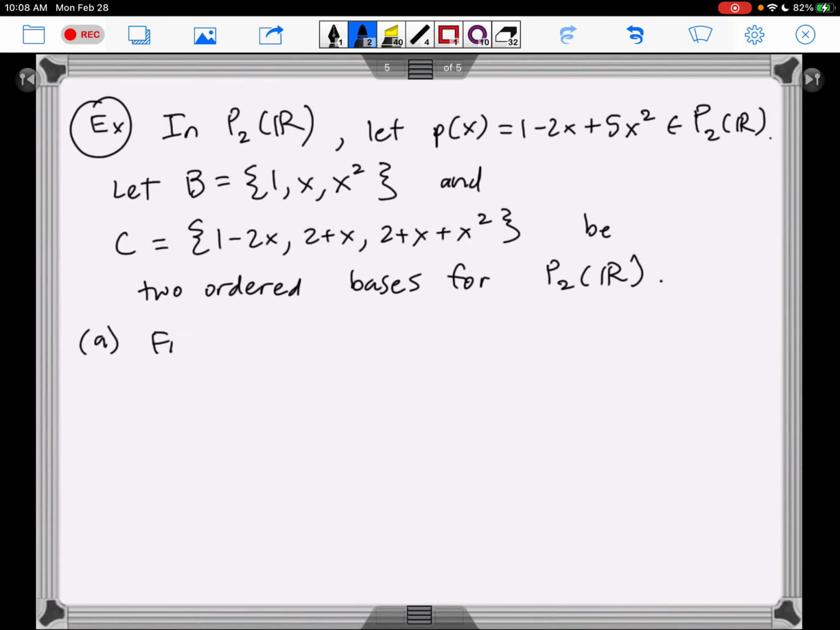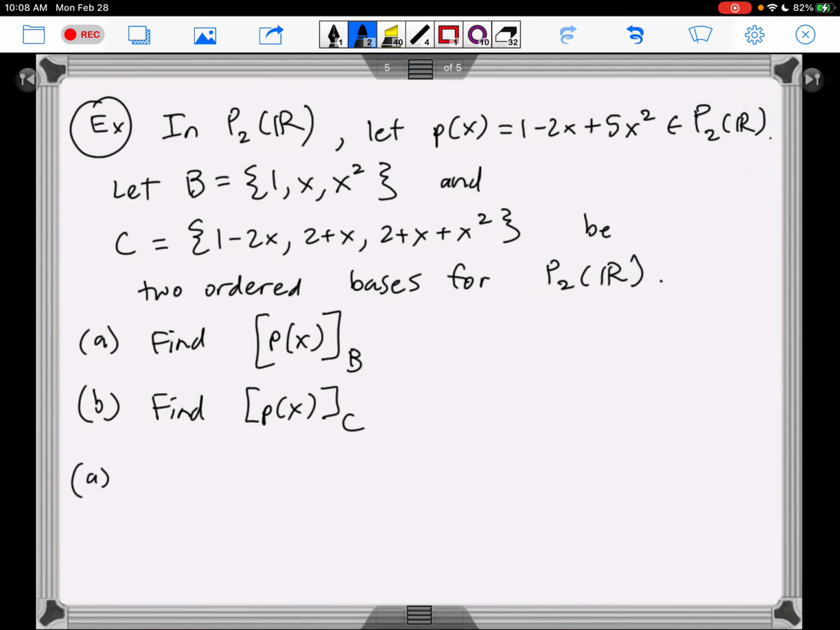So part A, find p(x) relative to B. And part B is going to ask us to find p(x) relative to C. Okay. Let's start with part A.